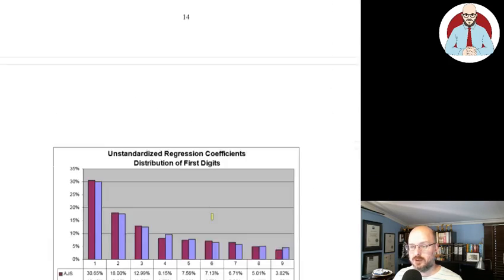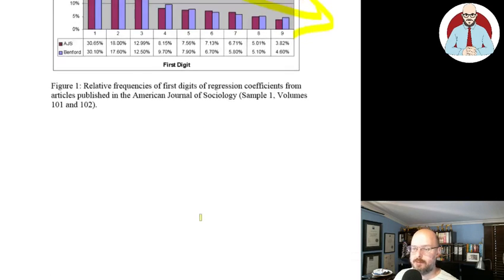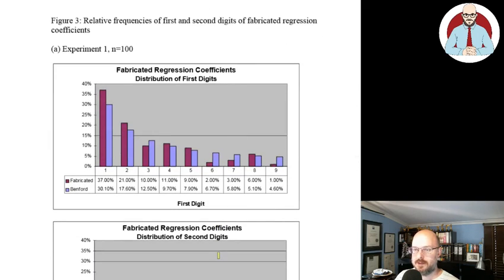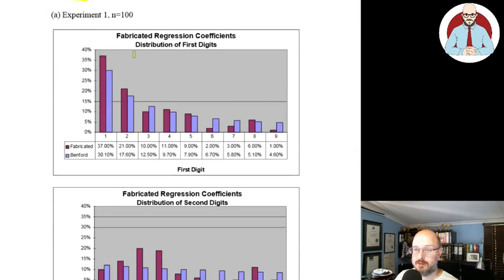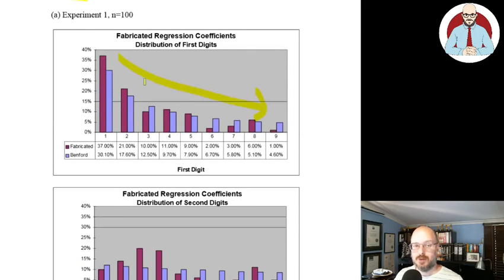We can see here, I mean, these are the different distributions. So this was unstandardized regression coefficient. You can see here, this is the data they got. It's generally conforming with Benford's law. We go here, this is the first digit. This is the second digit. Okay, so they're both aligning. And this is for the fabricated results. And you can see here with the fabricated result, it's generally in conformance with Benford's law. Sure, it's a little bit different in the first digit, but not that much. Not as drastic as what we're seeing.